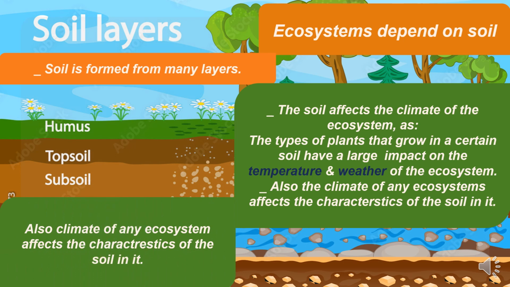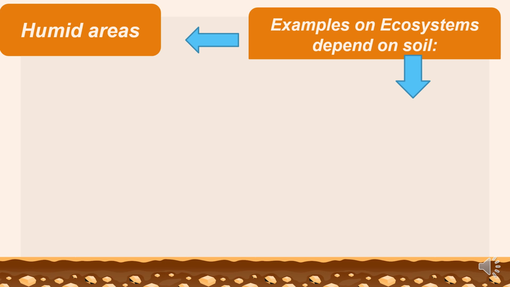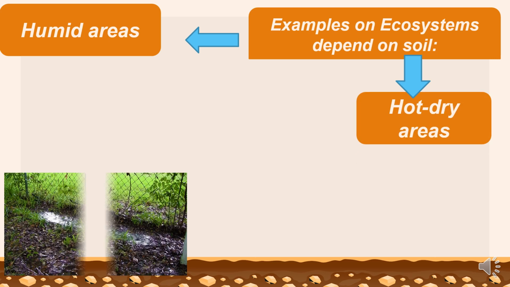And also the climate of any ecosystem affects the characteristics of the soil in it. And also the climate, primary 6, of any ecosystem affects the characteristics which are found inside the soil. And now, primary six, let's talk about two examples of ecosystems which depend on the soil.